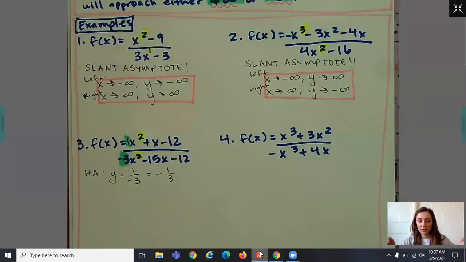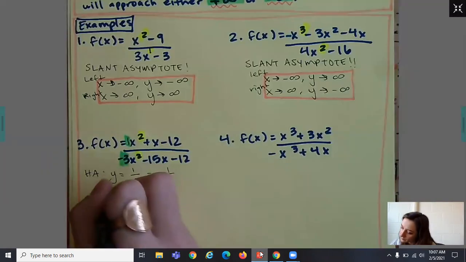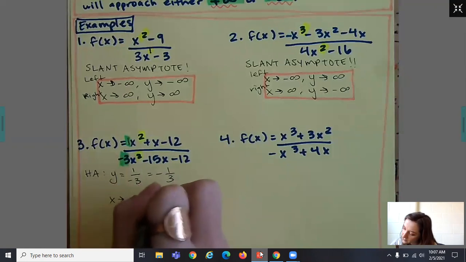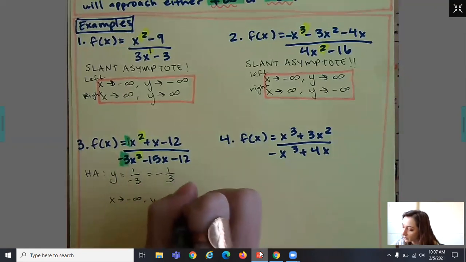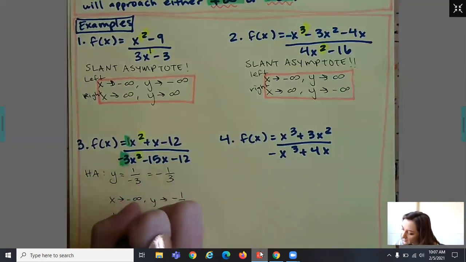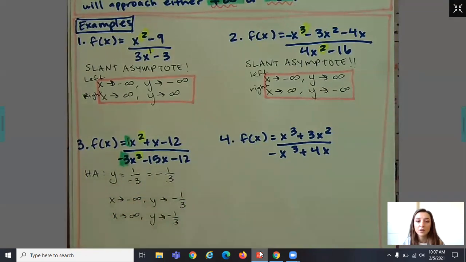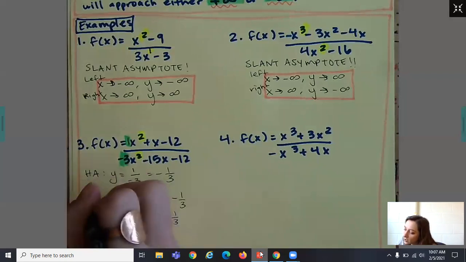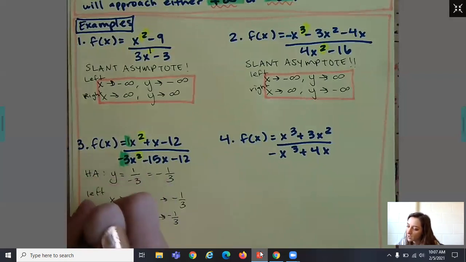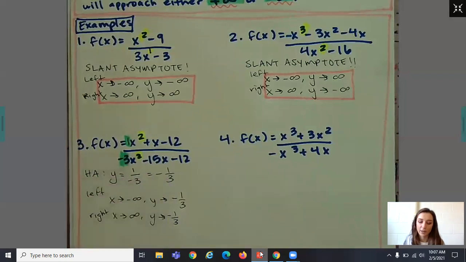So this end behavior is quite simple. As x goes to -infinity, y goes to -1/3. And as x goes to positive infinity, y also goes to -1/3. So this one is pretty simple because it does have a horizontal asymptote. So the answer does kind of give itself away.